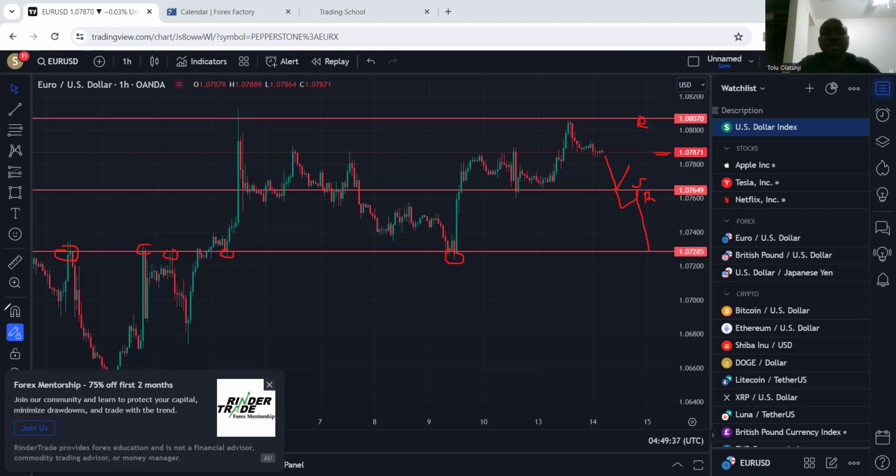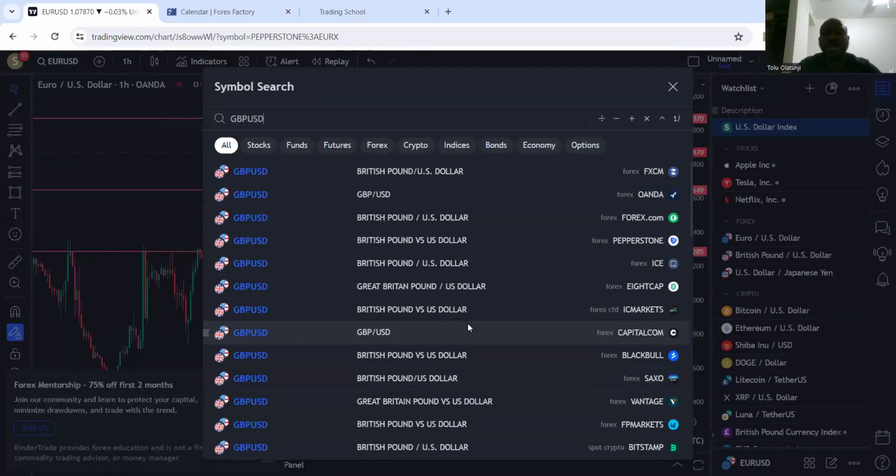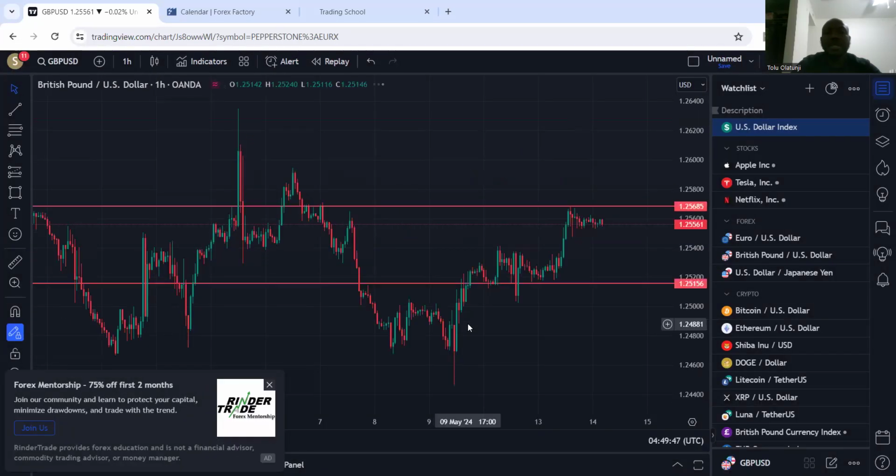These support and resistance levels are brought by the price action. Everything has to do with price action at the end of the day. Without price action, we won't be able to determine what price is trying to do.